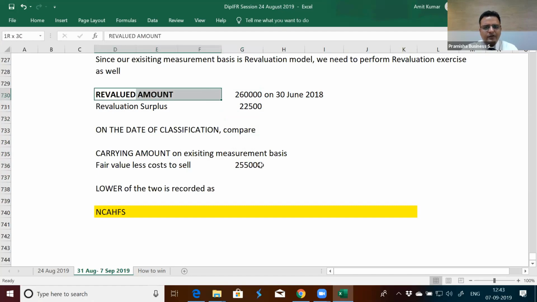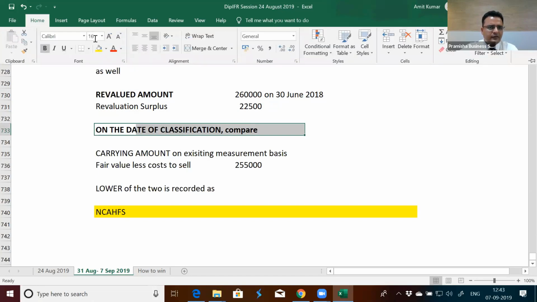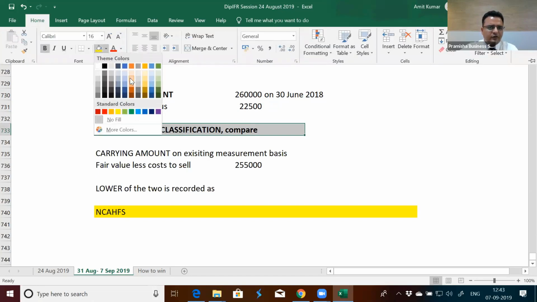2,60,000 is the revalued amount. Carrying amount on existing measurement basis. On the date of classification, we need to compare. And after comparison, whichever is lower, we'll take that amount.